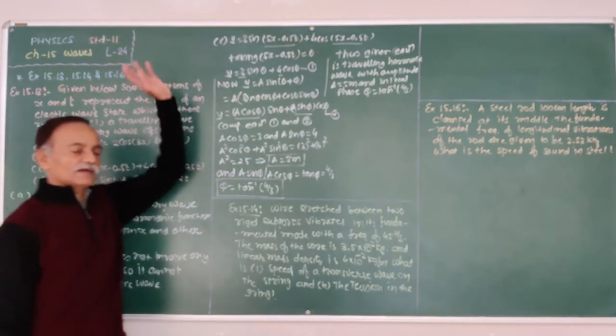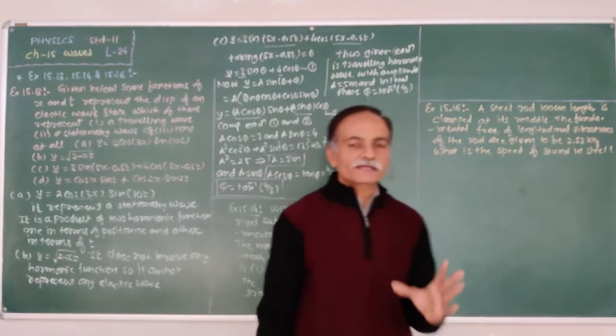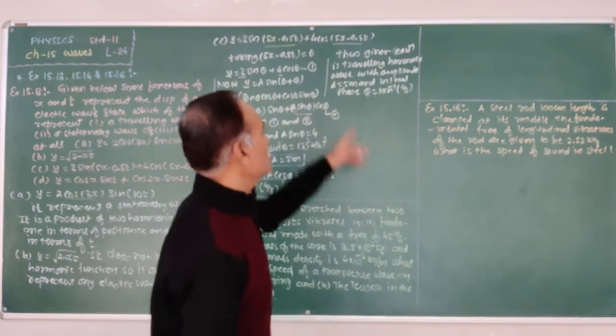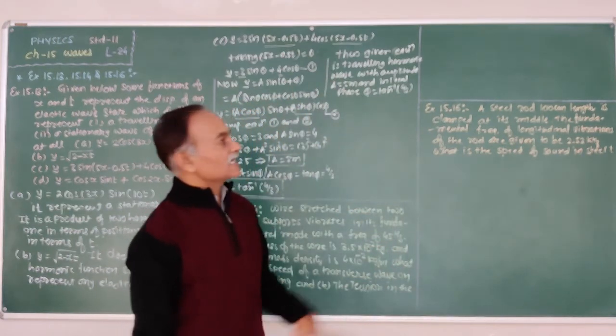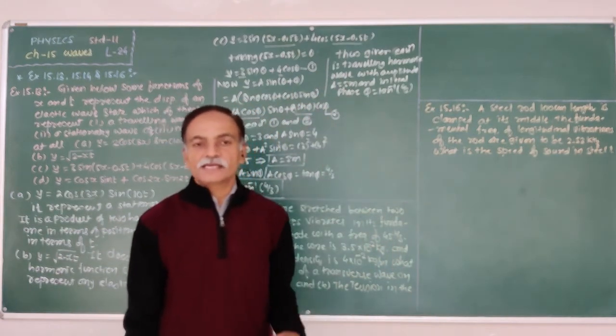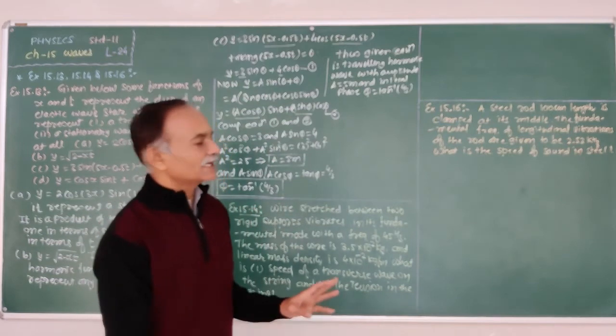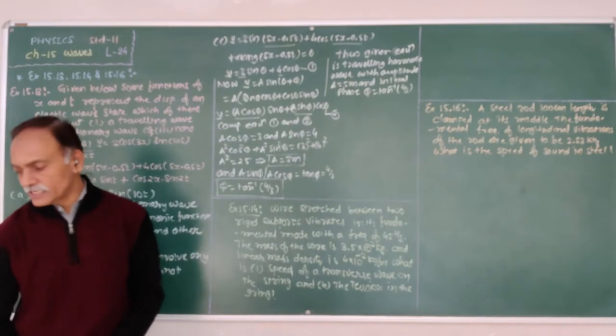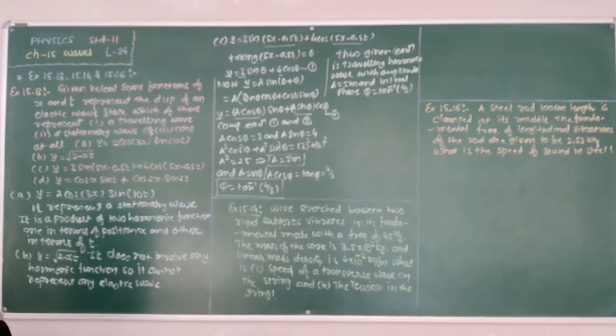So if this type of equation is given, first we have to find the amplitude and then the phase. Once we find the amplitude and initial phase, we can say that there is a harmonic wave, and also that it is a propagating or traveling harmonic wave.